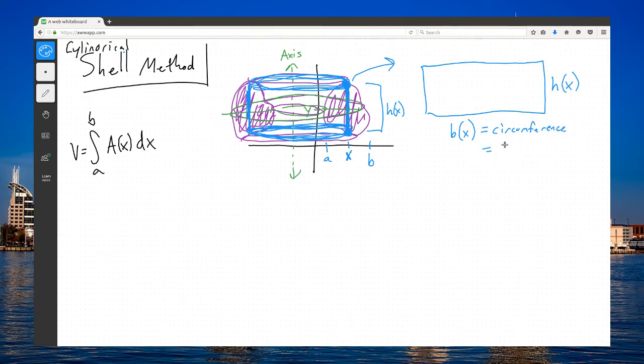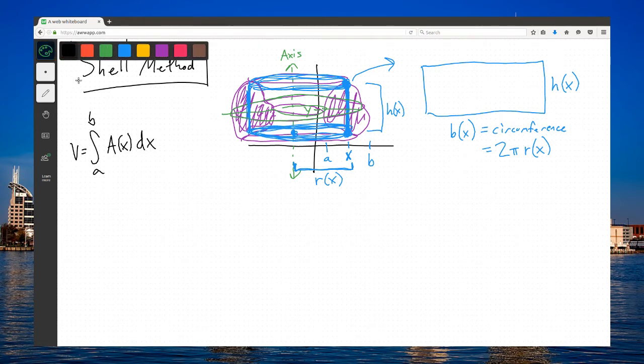And remember, circles have circumference 2 pi times the radius, or pi times diameter, which is the same as 2 pi times the radius. But the radius is going to depend on the x value. And we can see here that that's going to be the distance from the axis out to the x value. So there's my radius in the picture. It's the distance from the axis to the x value. So once I put those two together, the area is going to be 2 pi r(x) h(x), and that is my formula.